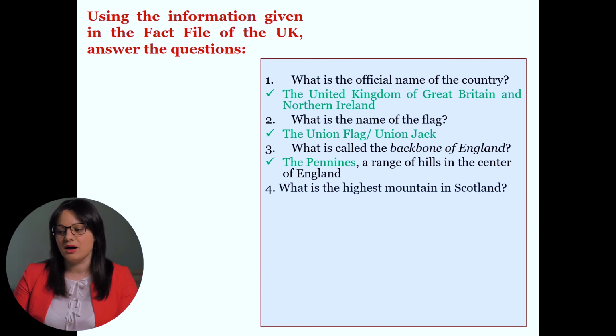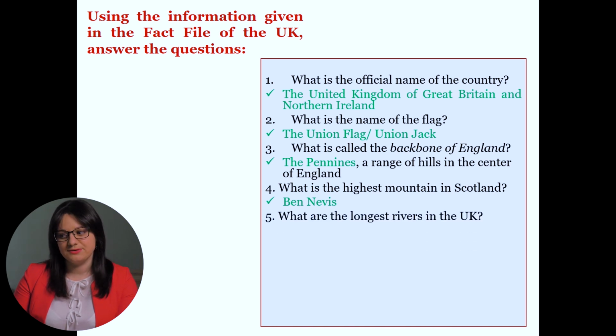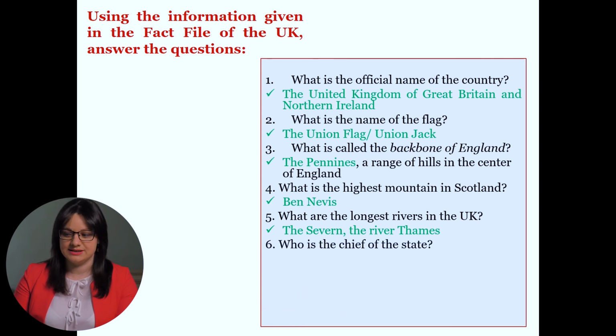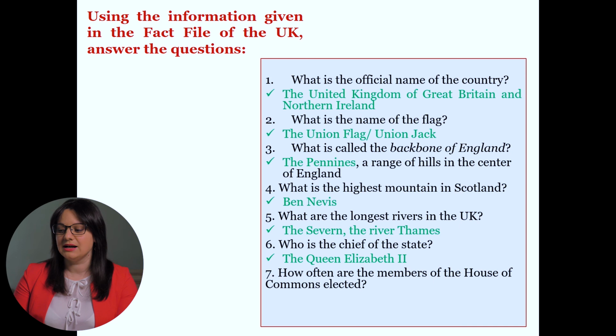What is the highest mountain in Scotland? Right, Ben Nevis. What are the longest rivers in the UK? The Severn and the River Thames. Who is the chief of the state? The Queen Elizabeth II. How often are the members of the House of Commons elected? Once in 5 years.